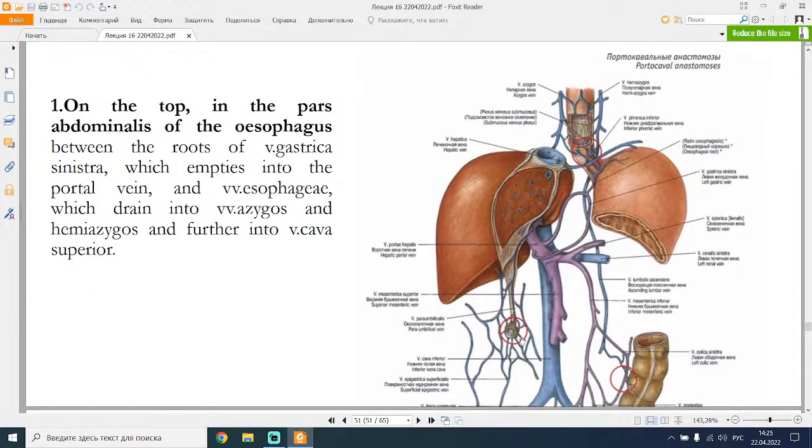On the top, in the pars abdominalis of the esophagus, between the root of the vena gastrica sinistra, which empties into the portal vein, and the venae esophageae, which drain into the azygos and hemiazygos, and further into the vena cava.